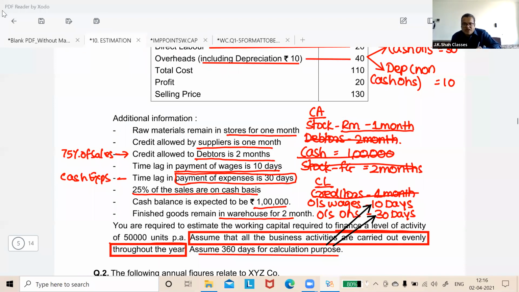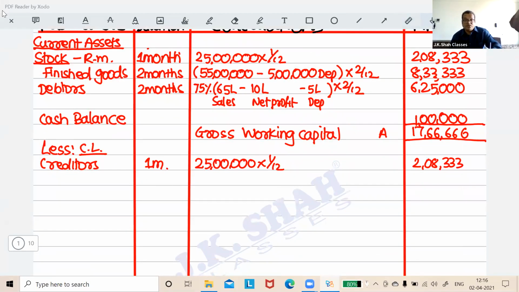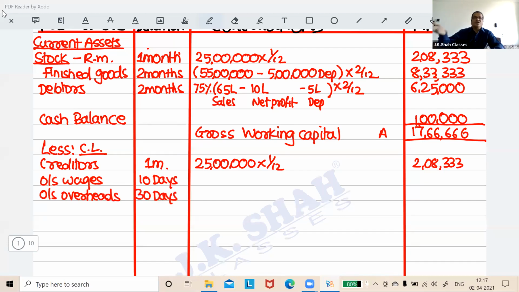Creditors we have covered. Outstanding wages are for 10 days. Overheads are for 30 days. So let's cover up these points. Even workers, I'm able to avail some credit from them. So outstanding wages 10 days, outstanding overheads 30 days. That's right, both, so we don't forget.